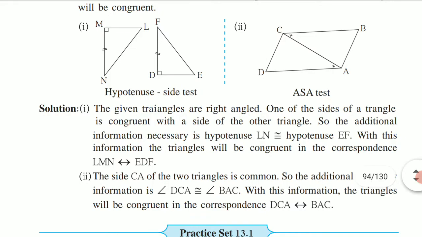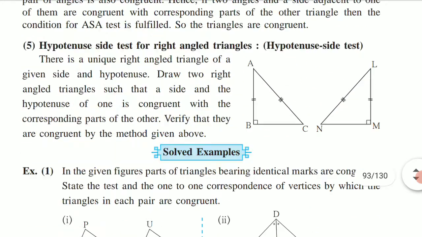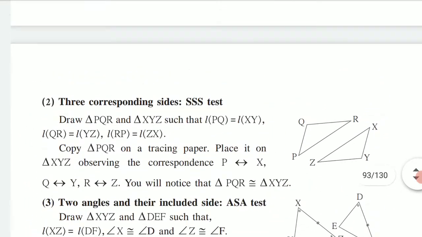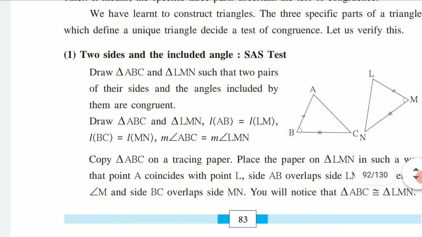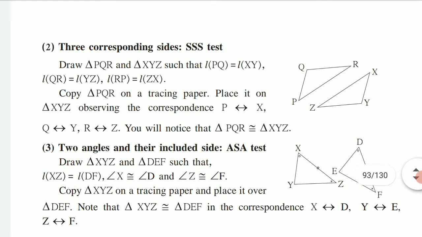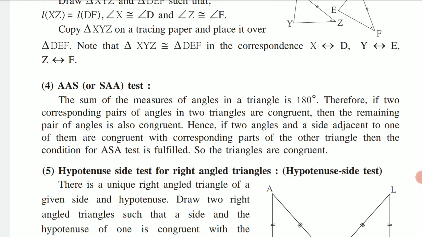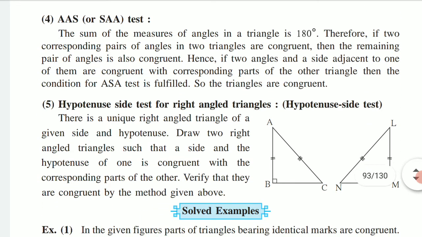In this way, we can solve some examples on these 5 tests. That is, the first test is the SAS test, that is side angle side test. Second, the SSS test, side side side test. Third, the ASA test, angle side angle test. Fourth, the AAS, that is angle angle side or side angle angle test. And fifth, the hypotenuse and side test.